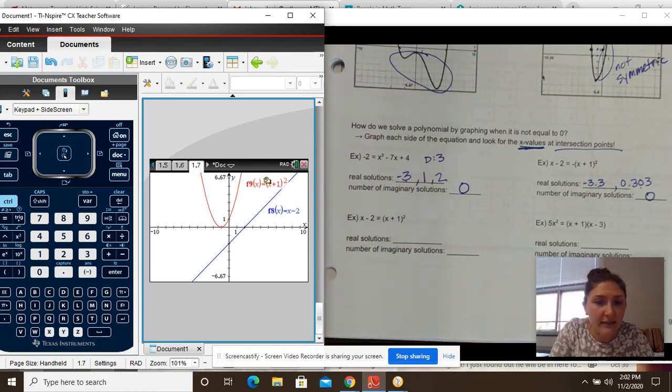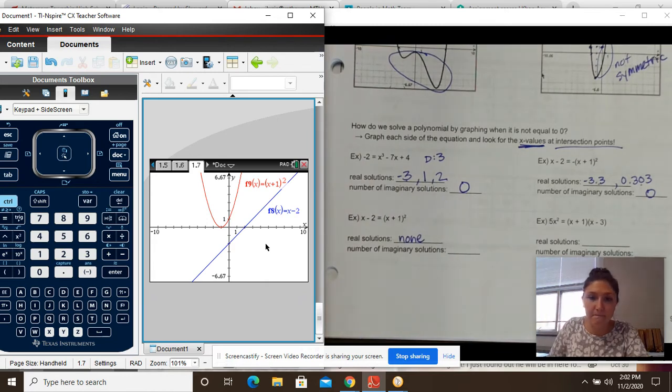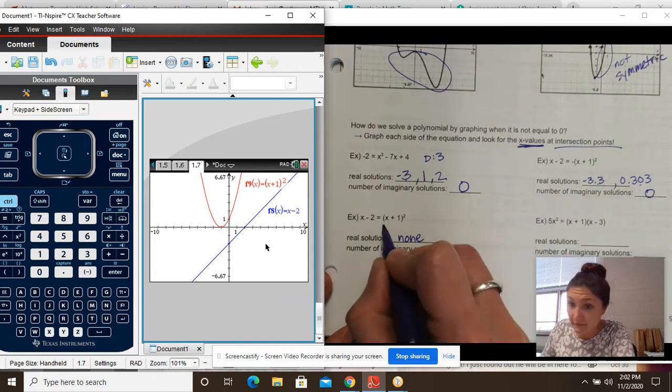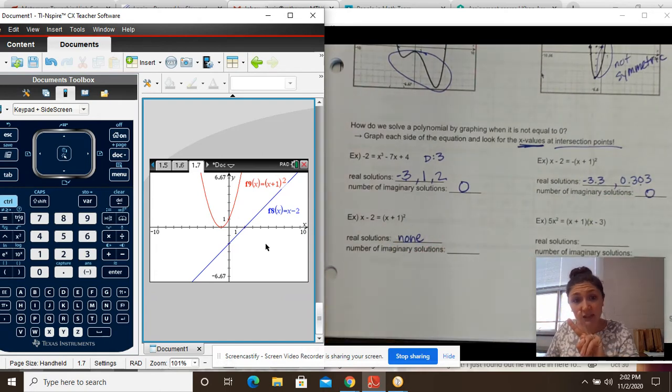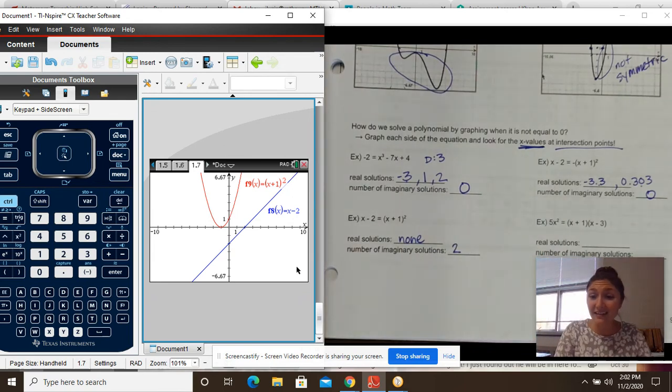I want you to notice as we're opening up, I don't get any intersection points. My line is going to keep chugging on this way. My parabola is going up forever, but it's missed its chance to intersect with this line. So I'm not going to have any real solutions here. Now our degree is still 2. The only thing we changed was that sign in front. So I would still expect 2 solutions, but this time they're both going to be imaginary. Because those graphs don't intersect, I'm going to have 2 imaginary solutions for that one.